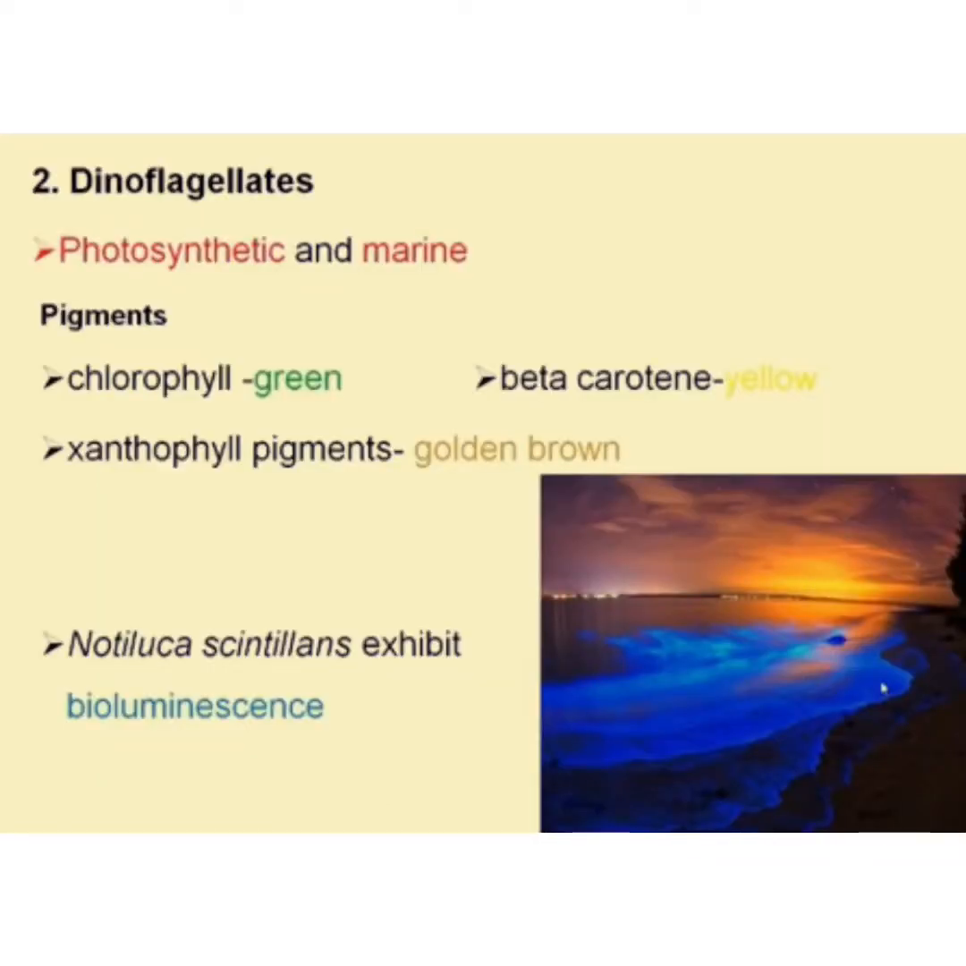They are all photosynthetic and all are marine, meaning they live in the sea or oceans. They may have pigments of green, yellow or golden brown color. If they are green, then they may contain chlorophyll pigment. If they are yellow, they may contain beta carotene. If they are golden brown, they may contain xanthophyll pigments. An example is Noctiluca scintillans, which exhibits bioluminescence. They show blue color in the sea. So this blue color is due to the Noctiluca scintillans.